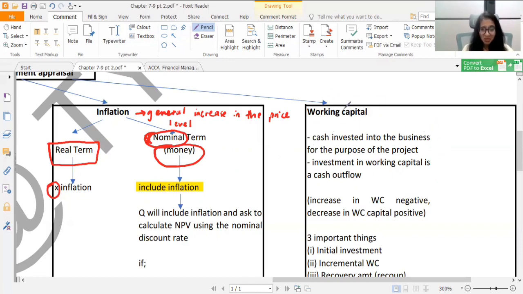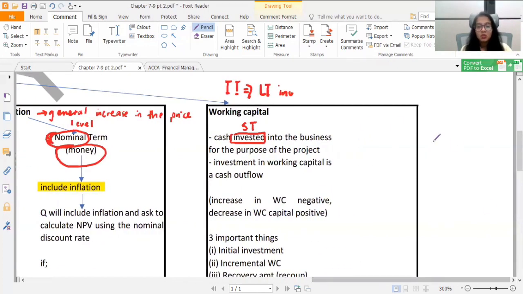So working capital is actually a short-term investment. If you realize, your initial investment is your long-term investment, while your working capital is actually the short-term investment. So what it means is that when you say short-term investment, that means your company will invest at the beginning of the year. You will invest this amount of working capital.